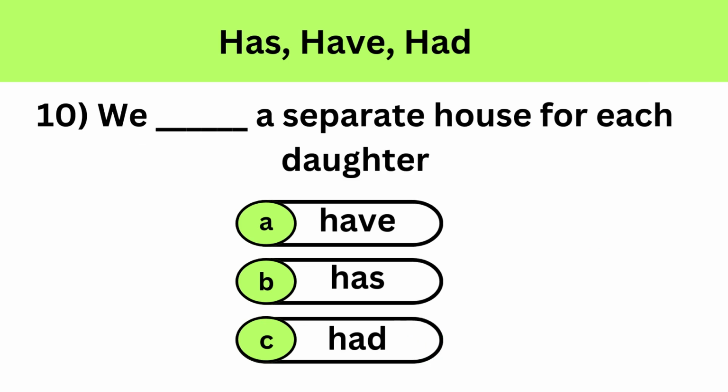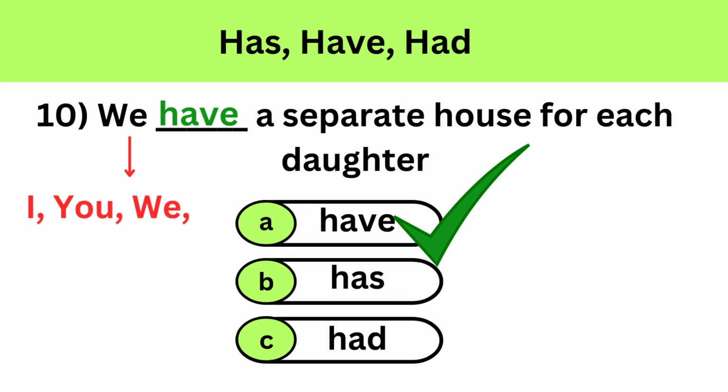Question number 10. We dash a separate house for each daughter. Option A. Have. We have a separate house for each daughter. For subjects like I, you, we, they, we use have.